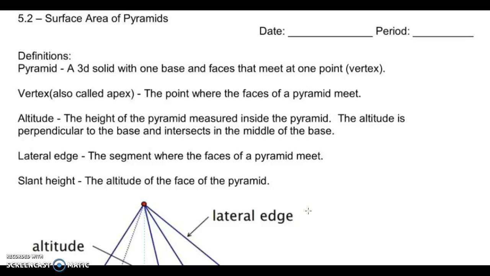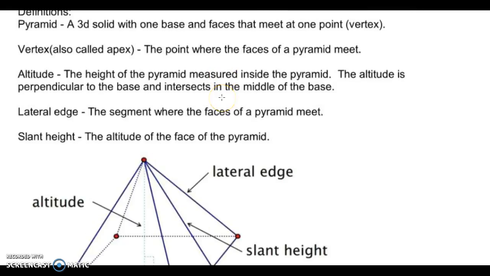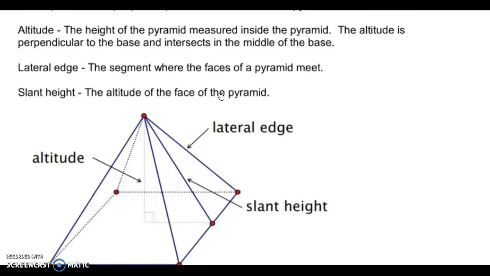In this video, we're going to explore the surface area of pyramids. So first, a definition. A pyramid is a 3D solid with one base and faces that meet at one point. We're going to call that point the vertex. The vertex, we're going to define as the point where the faces of a pyramid meet. Sometimes that's called the apex of a pyramid.